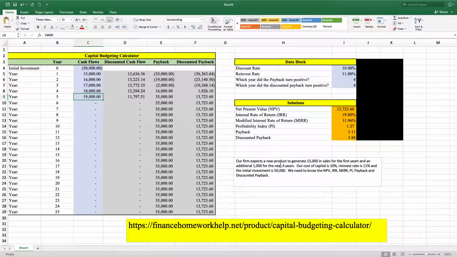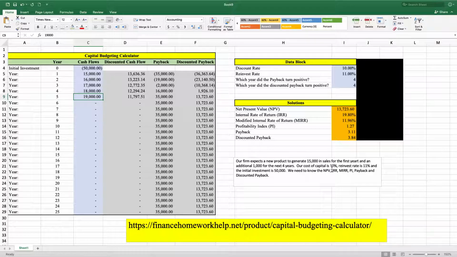So for this company, they expect to generate $15,000 in sales from a new product. And so we'll put it here for year one. And then an additional $1,000 for the next 4 years. So we'll start at $15,000, 16, 17, 18, all the way up to $19,000 they're going to be making off of this particular product. It's going to cost them $50,000 to start the project. So we put the $50,000 here in the initial investment.